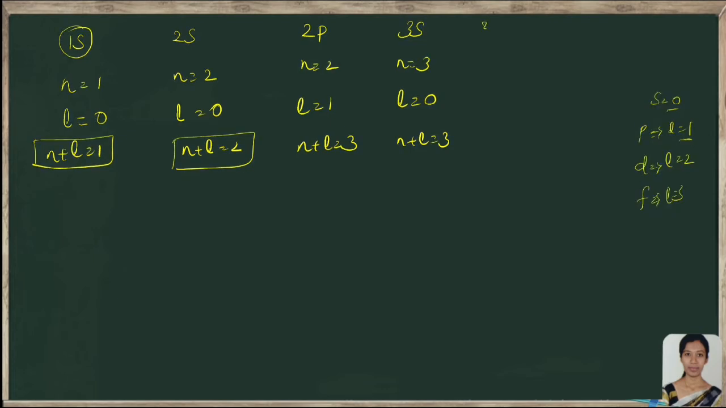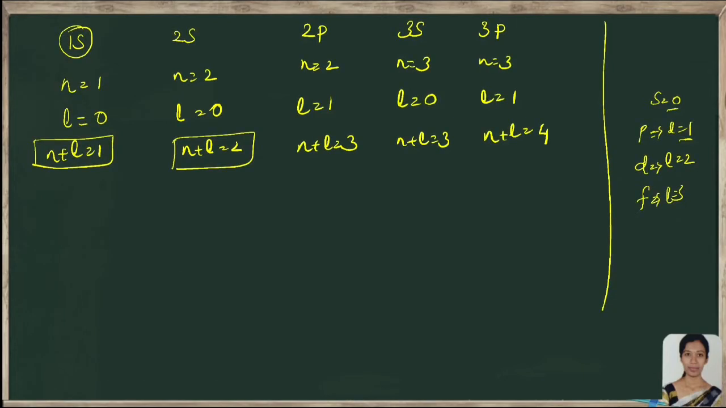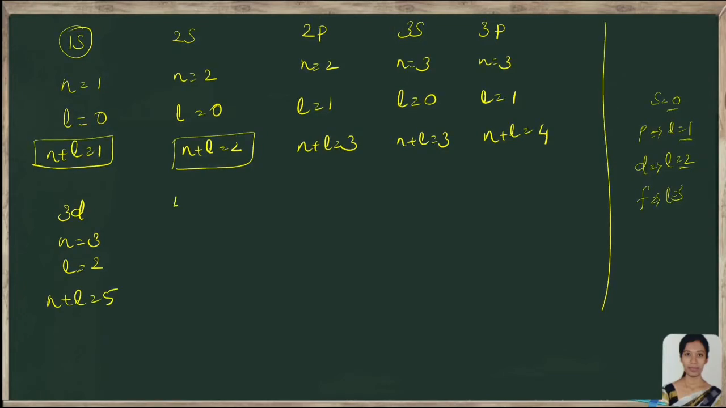Next we'll go to 3p. N is equal to 3. L is equal to 1. N plus L value will be equal to 4. Next we will go to 3d. N is equal to 3. L is equal to 2 for a d orbital. N plus L value will be equal to 5. Then we will go to 4s.